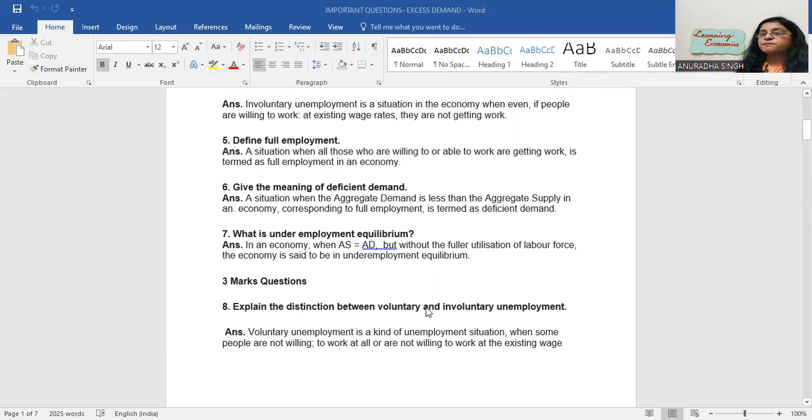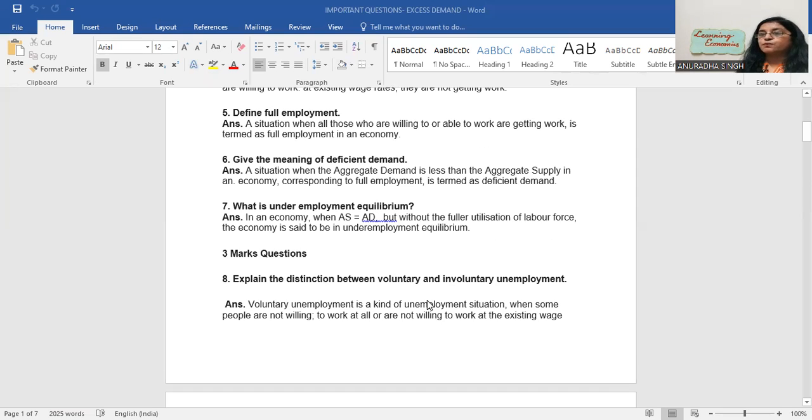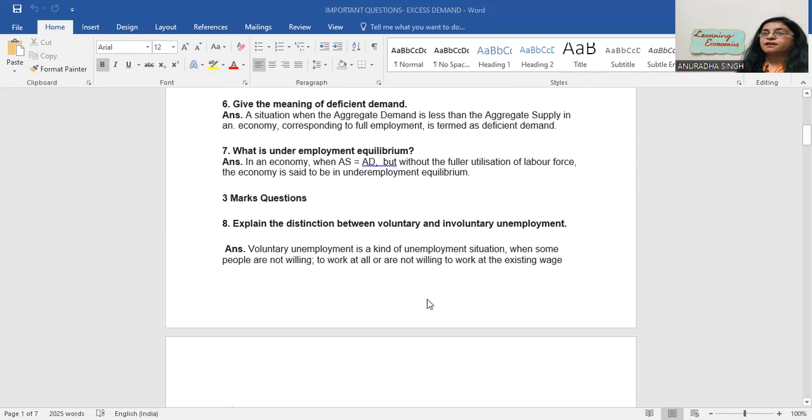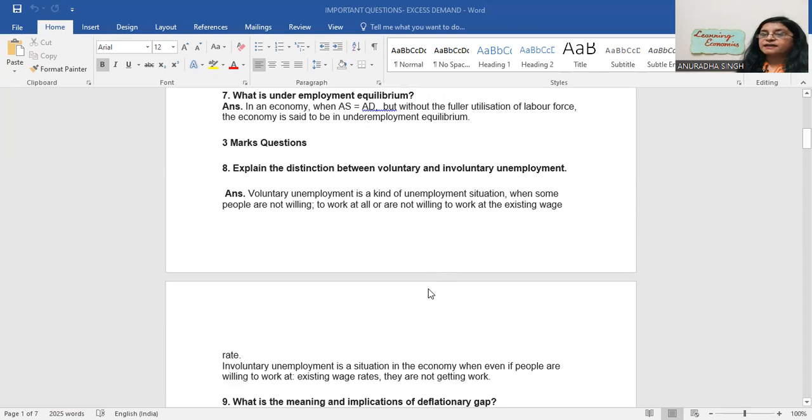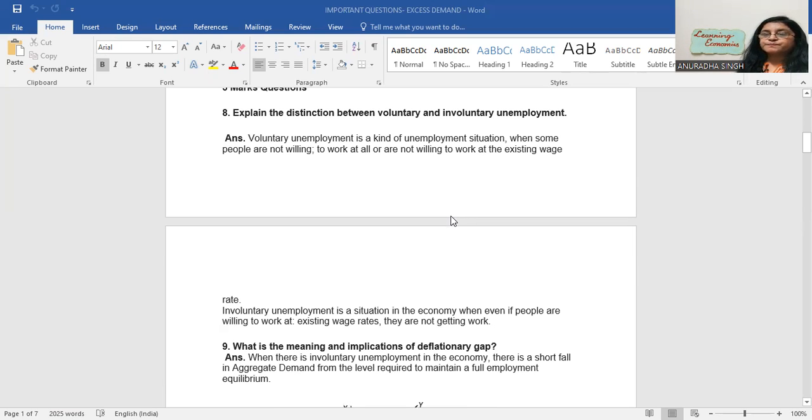Now see this 3 marks question which can come: explain the distinction between voluntary and involuntary unemployment. We have already done it. Voluntary unemployment means a situation when people do not want to work. They are getting work, but they are not willing to work. Whereas involuntary means when people are willing to work, but they are not getting work. The reasons may be many. The reasons may be that they are not getting proper wages, they are not getting work according to their education level, or they are aspiring for more income and they are not getting it. That is also the reason.